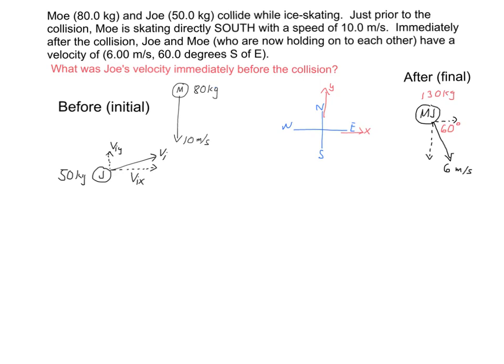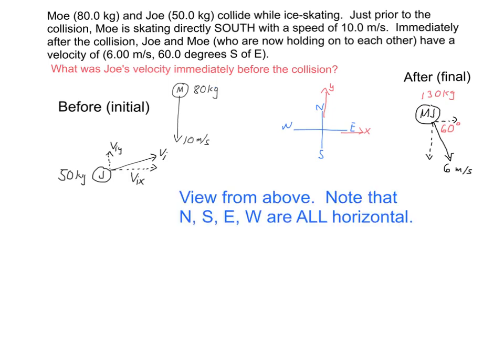Hi everyone. In this example, we're going to use momentum conservation to solve a two-dimensional collision problem. So here's the problem. Mo, who has a mass of 80 kilograms, and Joe, who has a mass of 50 kilograms, collide while ice skating.